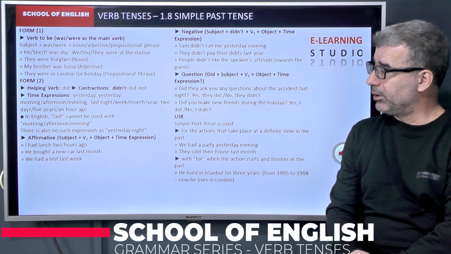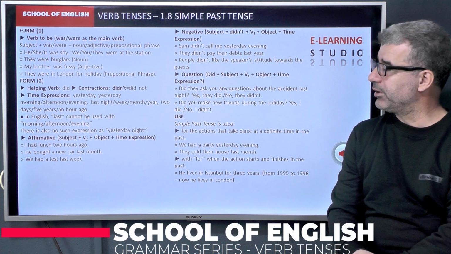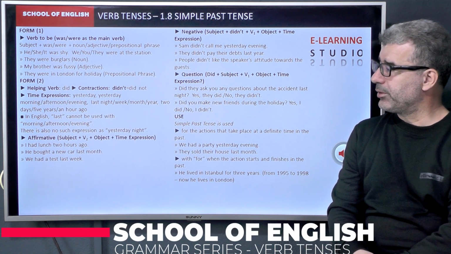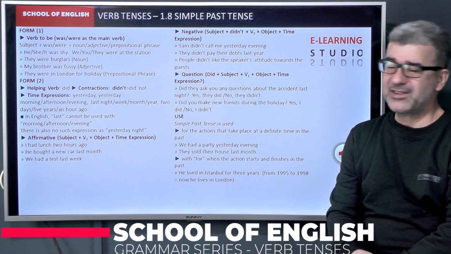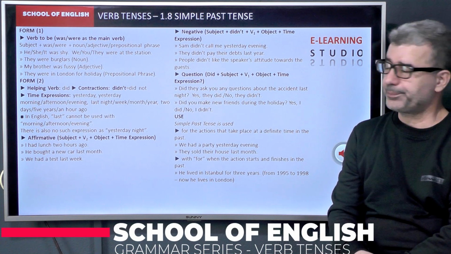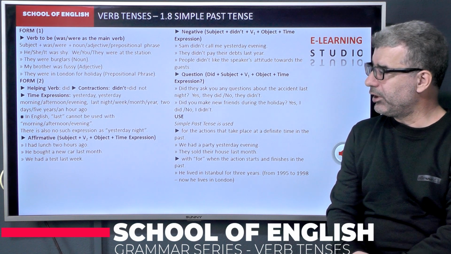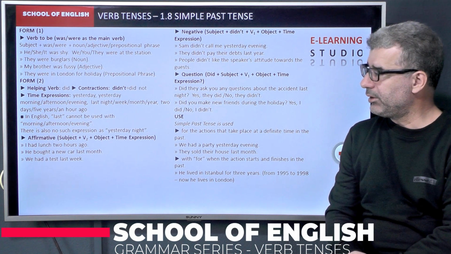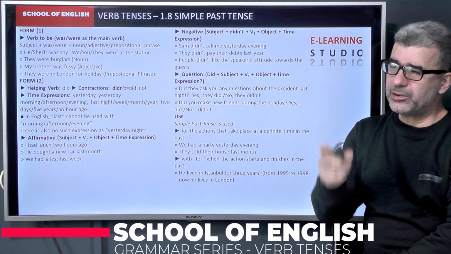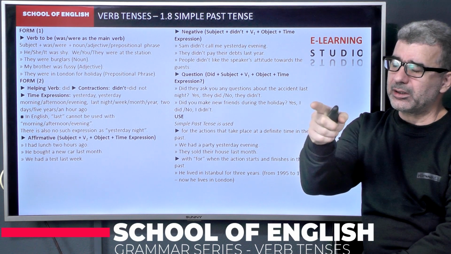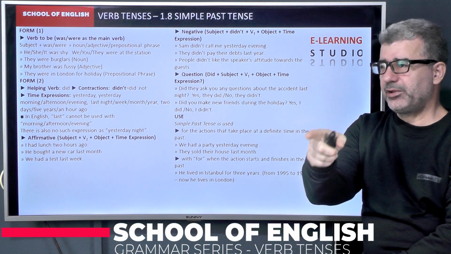Now, let's go on studying positive sentences in simple past tense. How do we form them? First, we use a subject, as we always do. Then we use the second form of the verb, the simple past form of the verb. I had lunch 2 hours ago. He bought a new car last month. We had a test last week. This is a narrative tense and points to a specific point in time. It states a specific point in time.